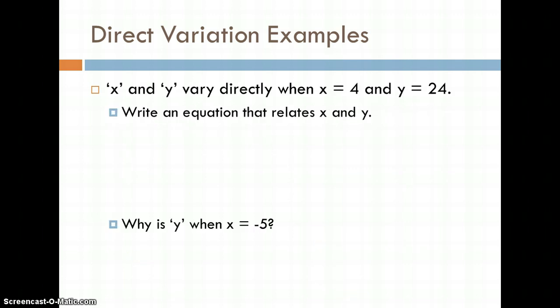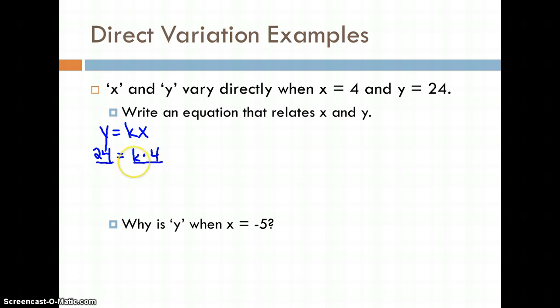Here's one more example. X and y vary directly when x equals 4 and y equals 24. We want to write an equation that relates x and y. So for these, we start with our equation, y equals kx. Well, y is 24, k we don't know, x is 4.